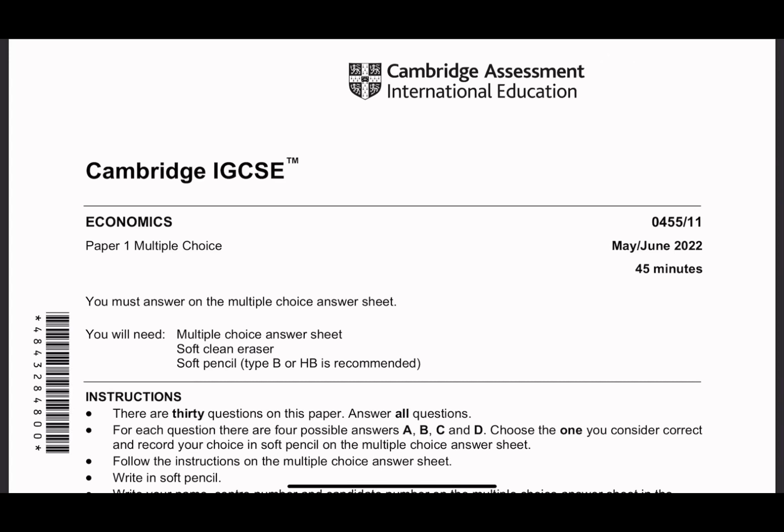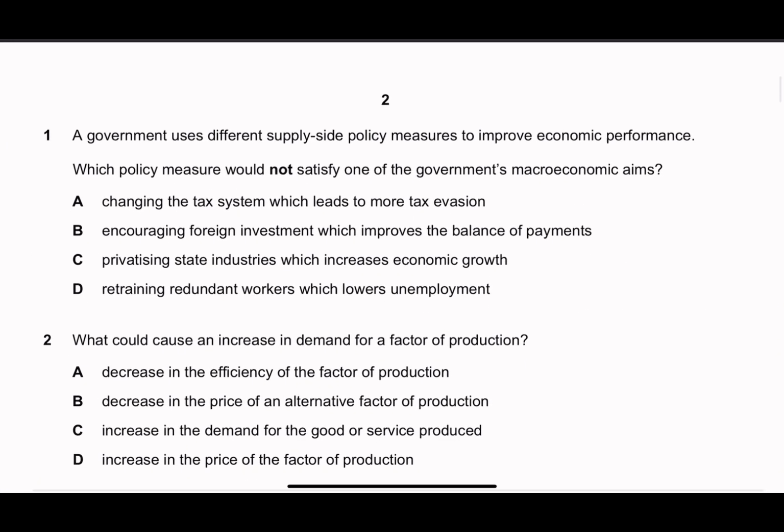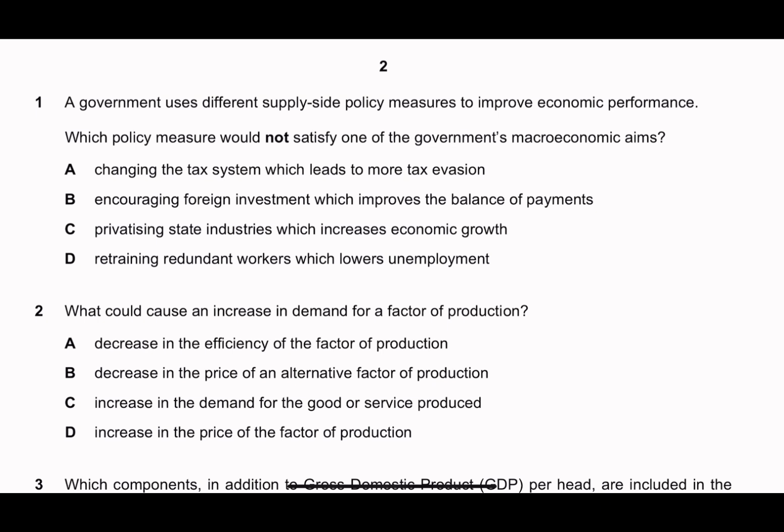Today we're going to go through the iGCSE Economics Paper 1. This is for the May-June 2022 session. So let's just go through the first question. Okay. So a government uses different supply-side policy measures to improve economic performance. Which policy measure would not satisfy one of the government's macroeconomic aims?